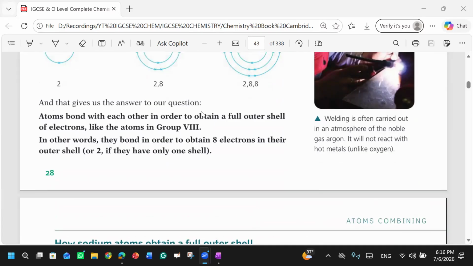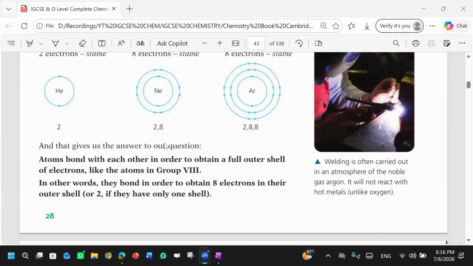And this gives us the answer to our position that atoms bond with each other in order to obtain a full outer shell, right? So they want their outer shell to be filled. And what is a full outer shell? That may be an octet or that may be a duplet, like atoms of group 8. In other words, they bond in order to obtain 8 electrons in their outer shell, or 2 if they have only one shell, right? If they have just one shell, then they will just have 2 electrons. They will just follow the duplet rule.